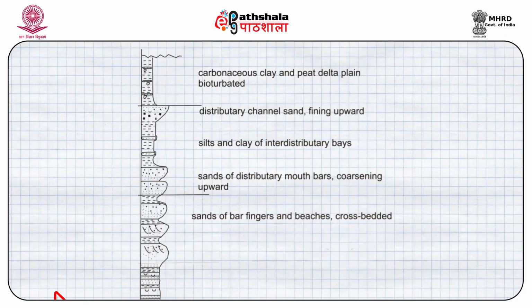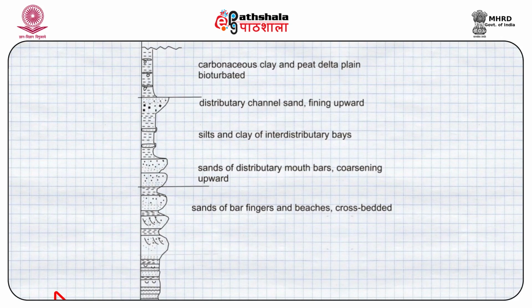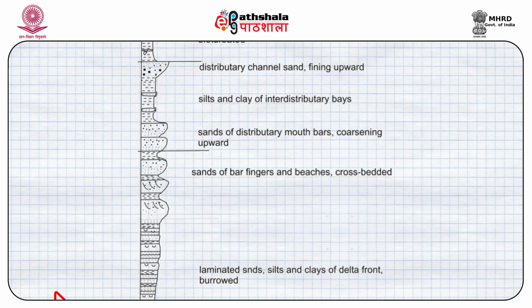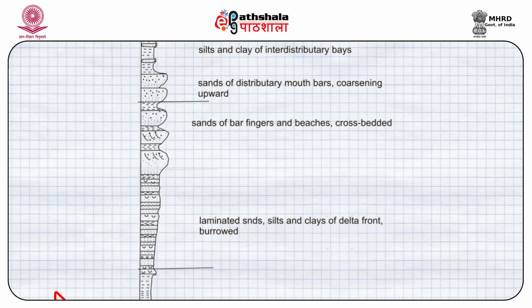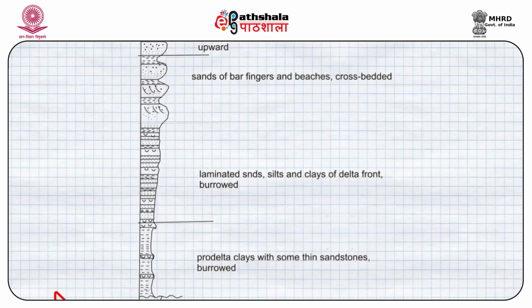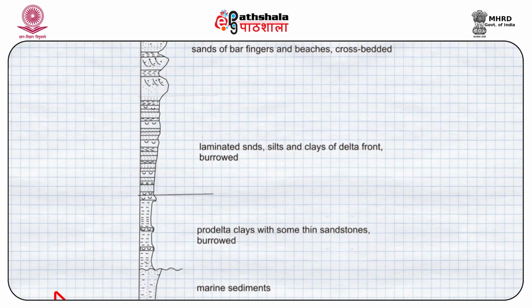Now, if the delta advances into the sea, what kind of succession will we expect? We expect a progradational succession. That means a pro-delta will be overlain by a delta front, and the delta front will be overlain by a delta plane. Now, this figure illustrates the deltaic succession as the delta progrades, what kind of succession it will form and how I will recognize that in the rock record.